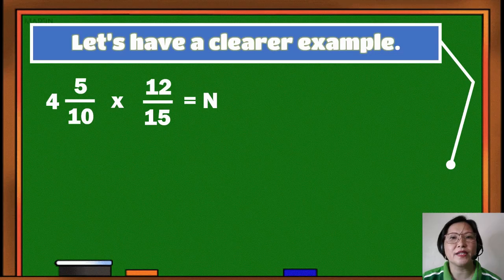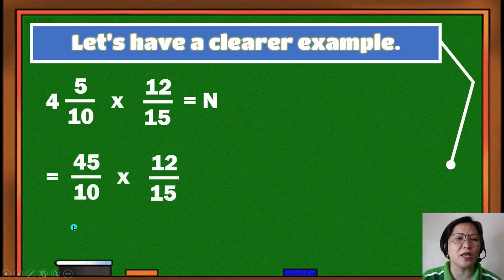Let's have a clearer example. This time, it's a mixed fraction times a simple fraction. We will apply our knowledge of changing a mixed fraction into an improper fraction. So 4 and 5 tenths times 12 over 15 will become 45 over 10 times 12 over 15. How did that happen? 45 is the answer when you multiply 10 by 4 and add 5. 10 times 4 is 40 plus 5 is 45.